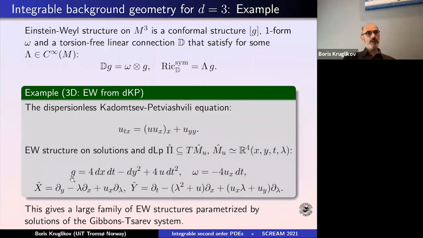The difference with the Cartan context is that here we have an abundance of those for every solution u of this equation. Okay, and this equation is integrable, for example, in the hydrodynamic sense, and therefore we have a lot of solutions parameterized by solutions of the Gibbons-Tsarev system, and each gives an Einstein-Weyl structure.